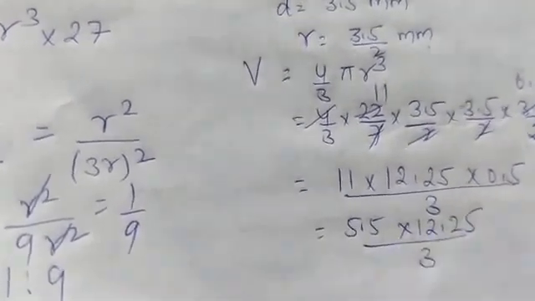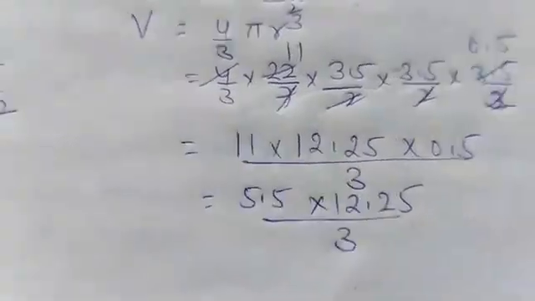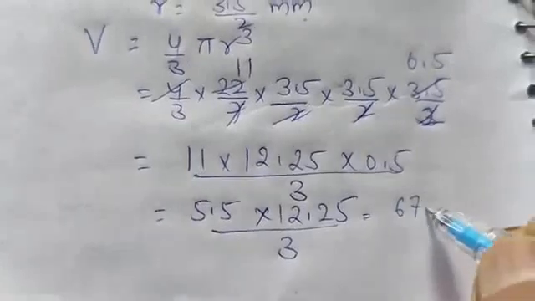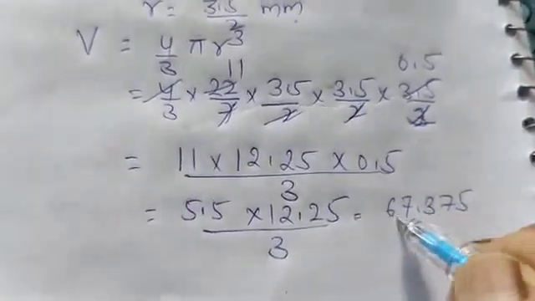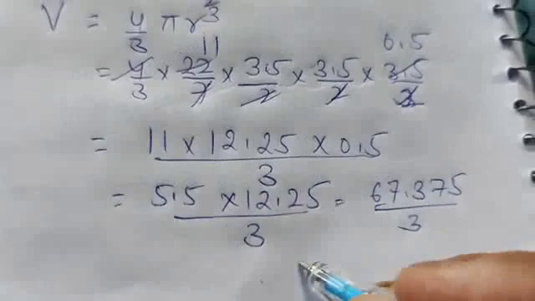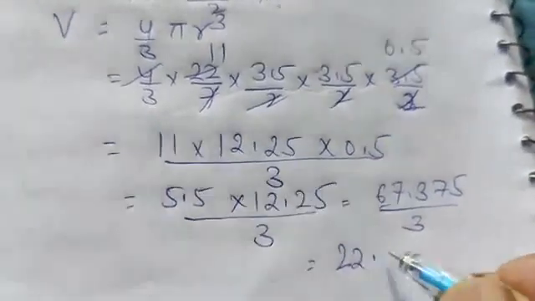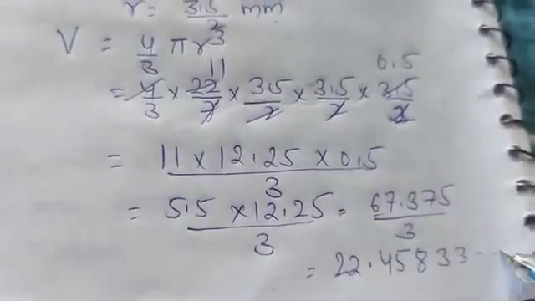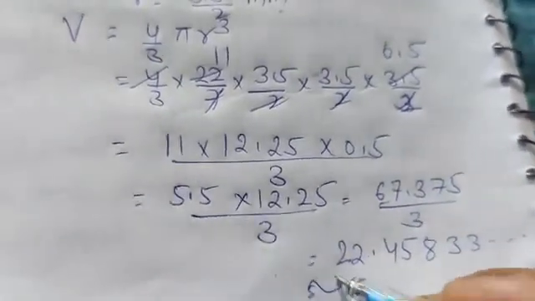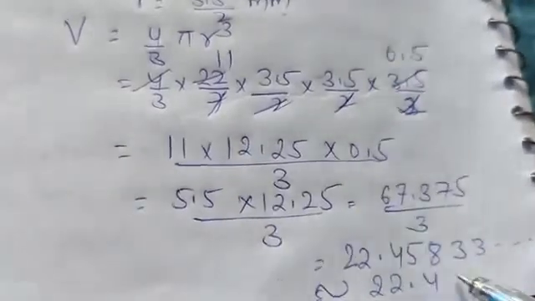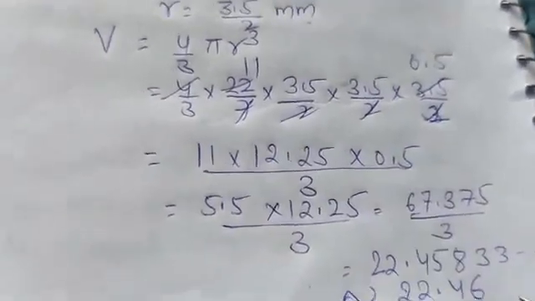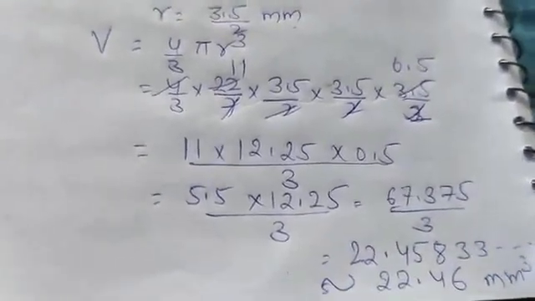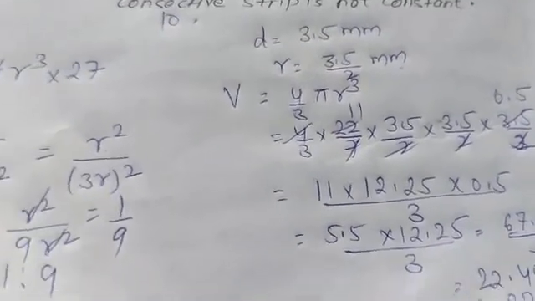Now multiply. 5.5 into 12.25 is 67.375 divided by 3. 3 2s are 6, 3 2s are 6, 3 4s are 12, 15, 8, 1 remains. It means the approximate answer is 22.46 millimeter cube. The volume of the capsule is 22.46 millimeter cube. Okay, finished.